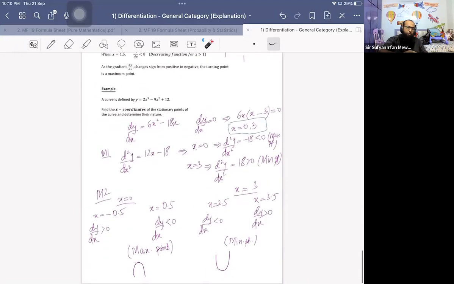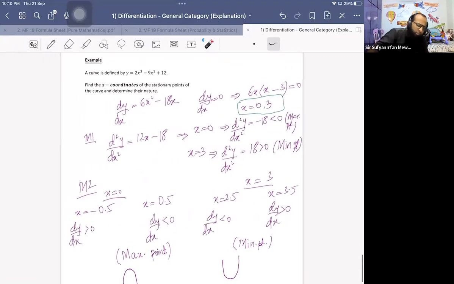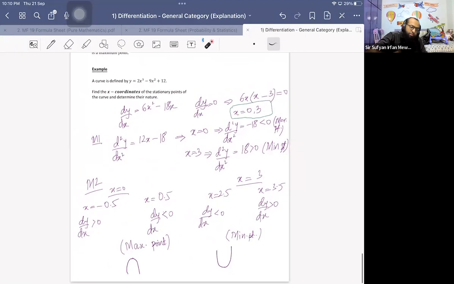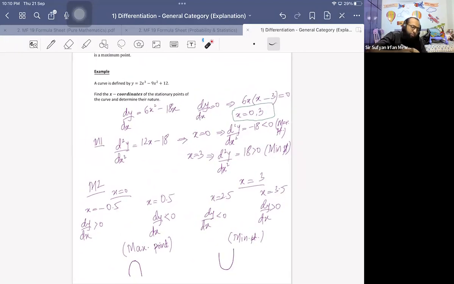Okay, great. And if you look at this example, this is from AS, but I have solved it normally, and then I have determined the nature using both the methods to check if the answers match. So if the curve is this normal algebraic function, first, to find the x coordinates of the stationary points and determine their nature, we first find the first derivative. If we differentiate y, we get dy by dx. This is 6x squared minus 18x. So 6x squared minus 18x equals 0.